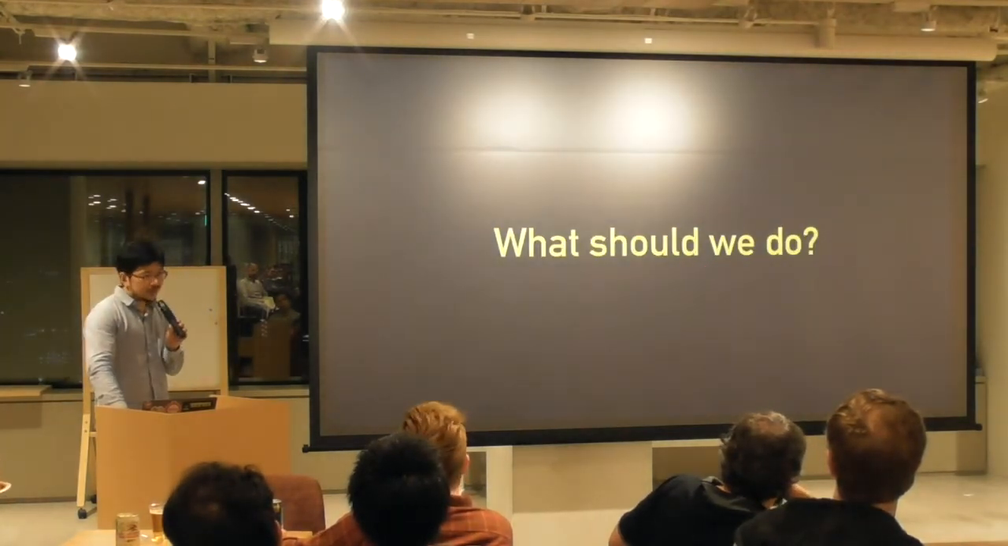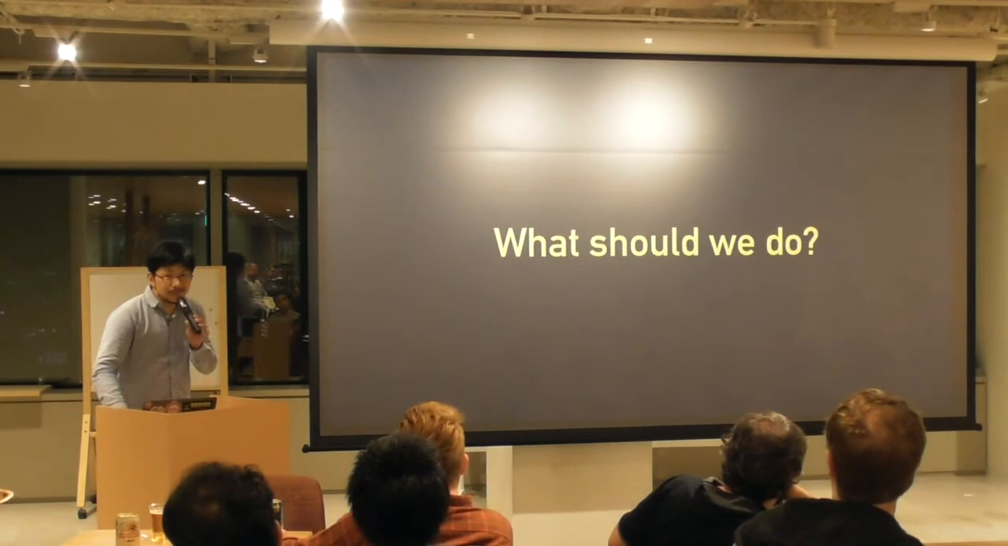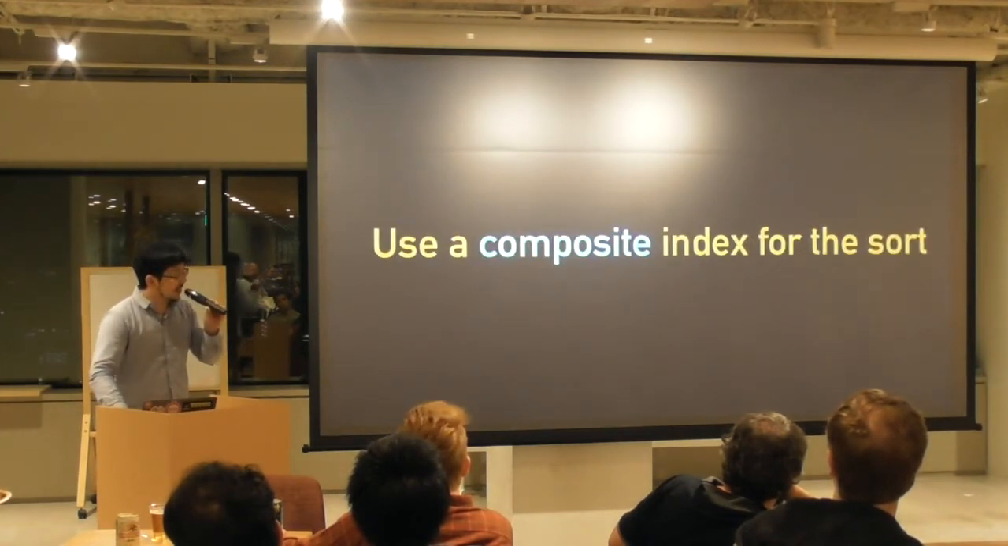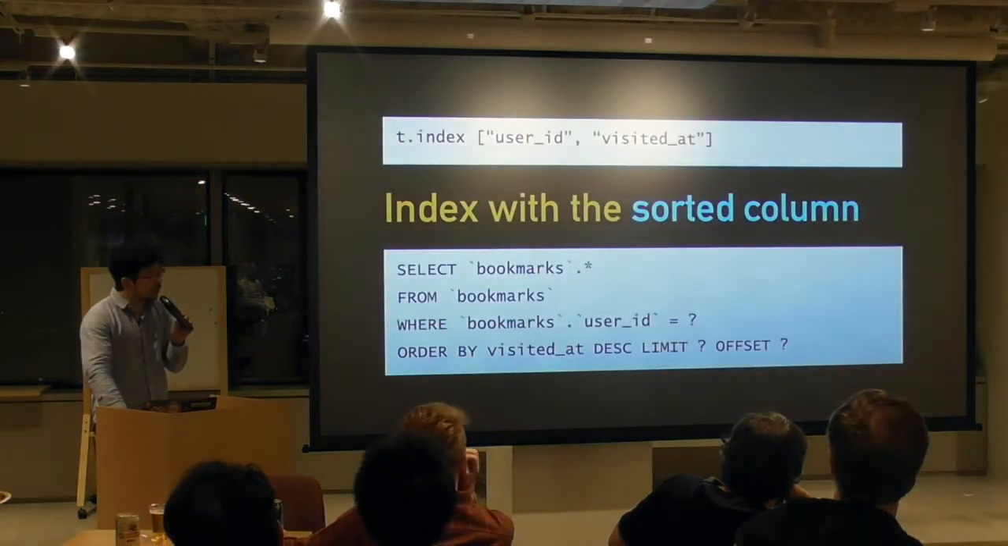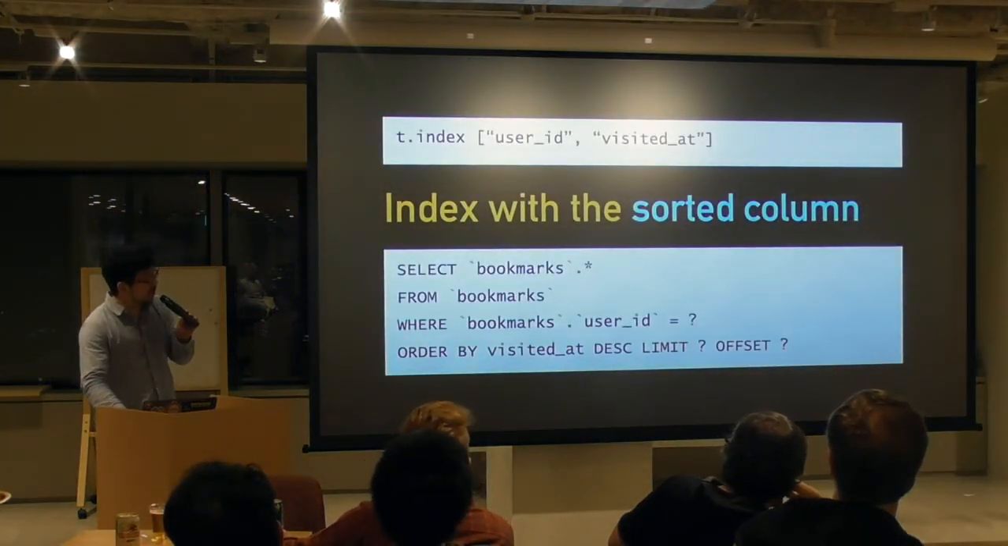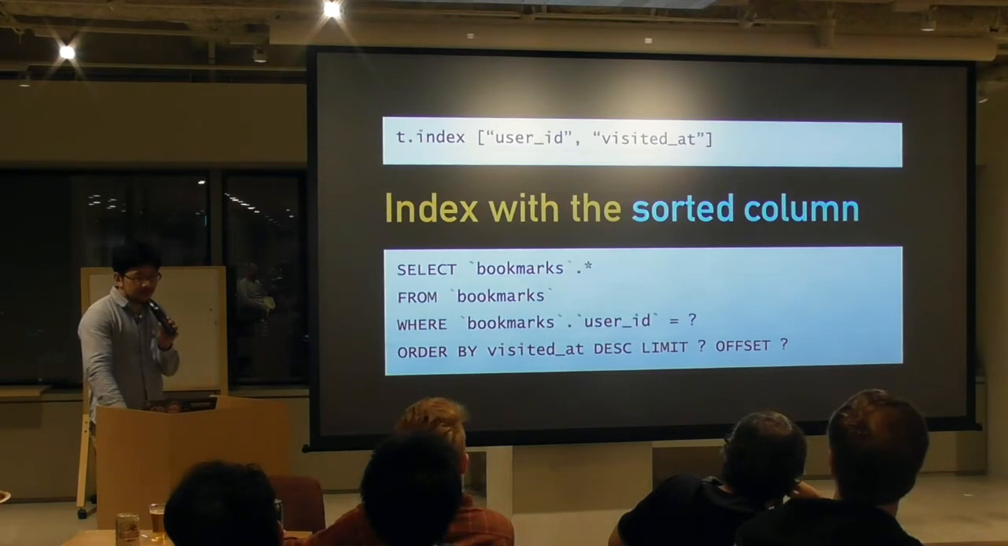So what should we do? Well, probably most of you have guessed this, but the easy answer is just to use a composite index on the sorted column. Because this is a query which happens all the time, it really benefits from having this composite index.